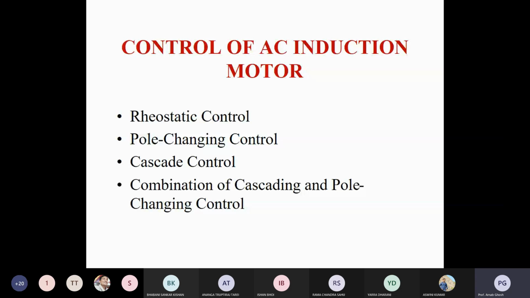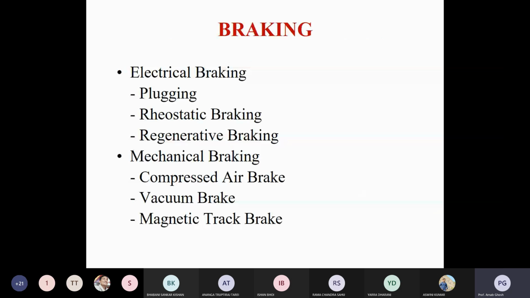Here we can see the different conventional control policies for the induction motor. I told you in my last class that in the initial days of traction, DC series motors were used. Right now induction motors are also being used in traction, so we should focus on it. First we discussed DC machine control, then induction machine control.